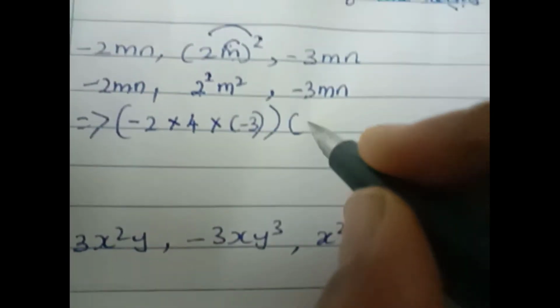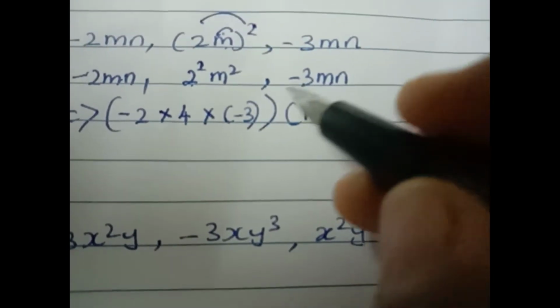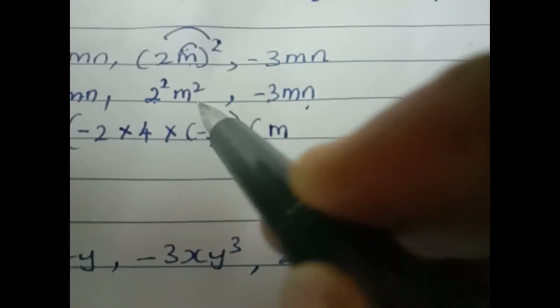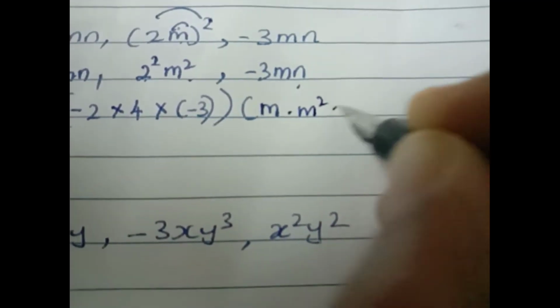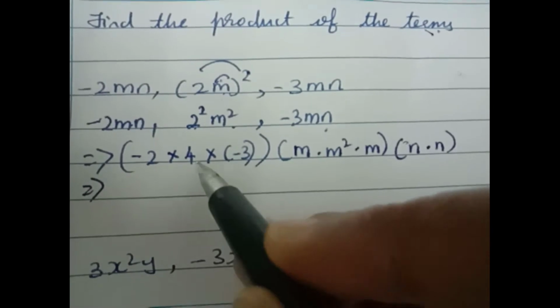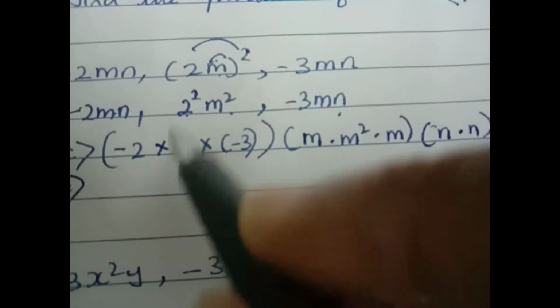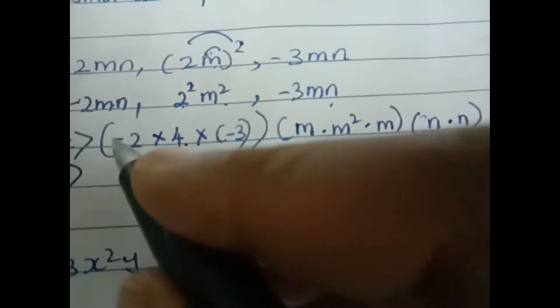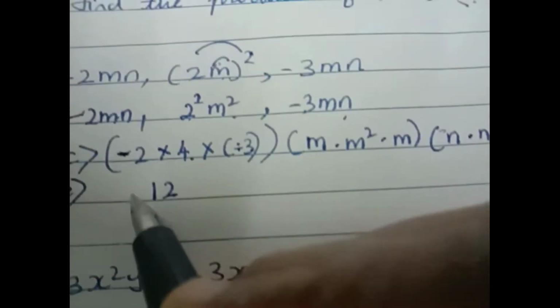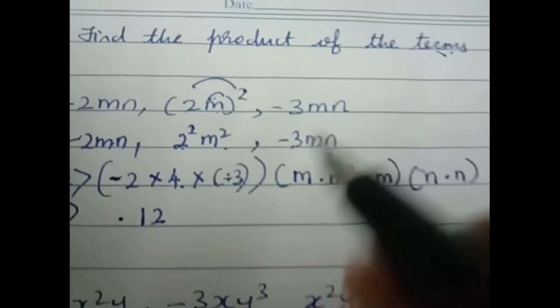And variables together. If you see here, two variables are there. So bring the same variables together: m square into m, then n into n. Now if you multiply, 4 3s are 12, minus and minus is plus. Like signs means you have to write plus, minus into minus is plus.